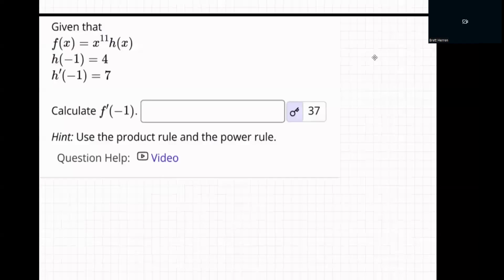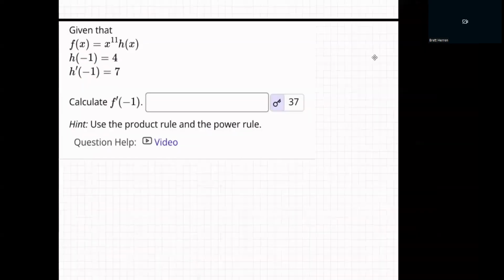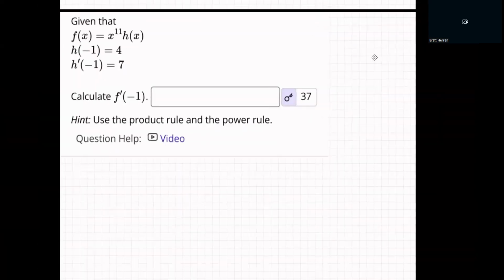Okay, so this question gives us a function and then some other information about h. So let's take a look. So we've got here, f of x is x to the 11th times h of x. They don't have a dot. I put a dot for emphasis, but it's times. It's right next to it, so it's multiplied. So how do you do this?